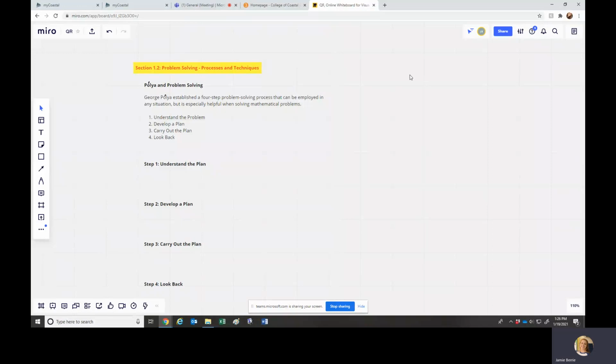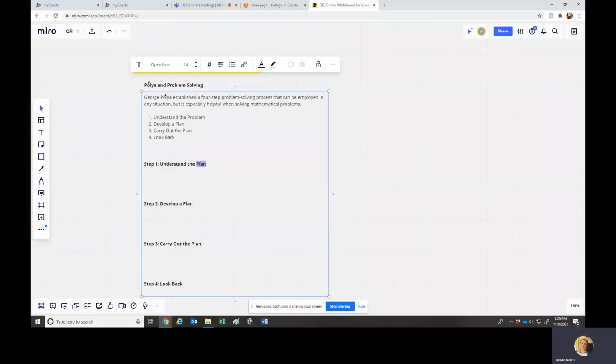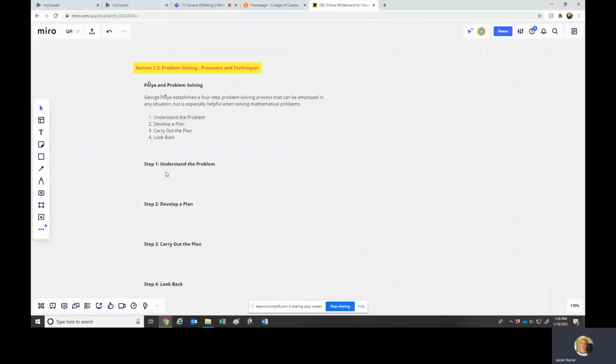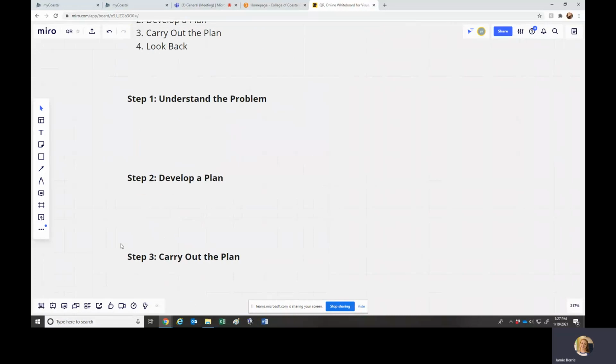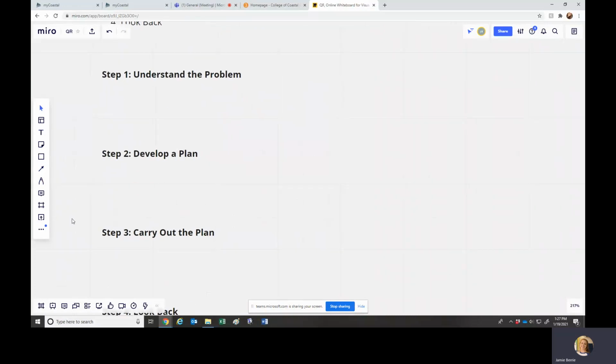So here are the 4 steps. Step 1 is understand the problem, step 2 develop a plan, step 3 carry out the plan, and step 4 look back. I just realized I have a typo there that was supposed to be understand the problem, so I fixed that. Okay, so let's talk about each of the steps individually. Step 1, understand the problem. I'm just going to type out some important stuff for each step instead of writing it because my handwriting is a little sloppy on this app.